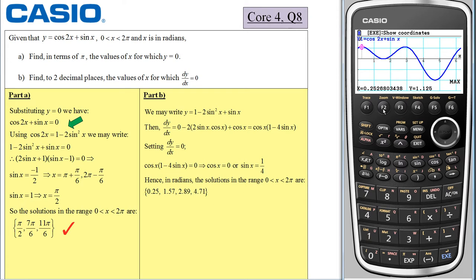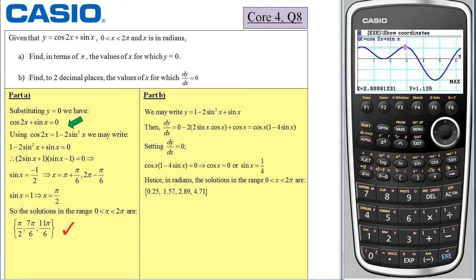You can see the first maximum when x is positive is at x equals 0.25, etc. Don't forget we're working in radians here, and so that corresponds to this first value, 0.25, just here. If I scroll to the right, I'll get the next maximum, which occurs when x equals, well, that's 2.89 to two decimal places, and again that corresponds to this value here.